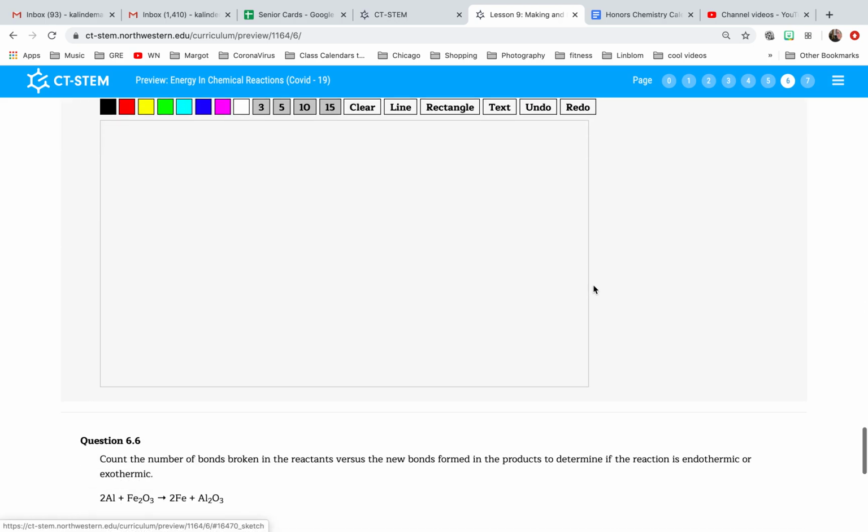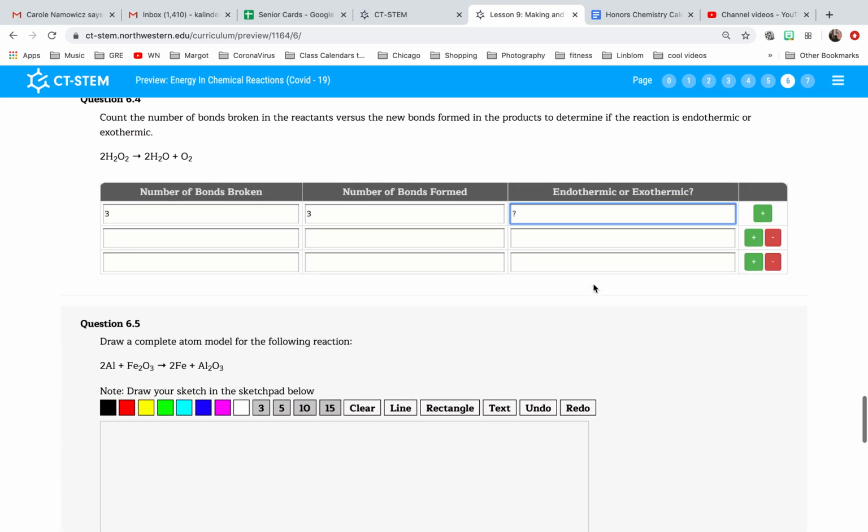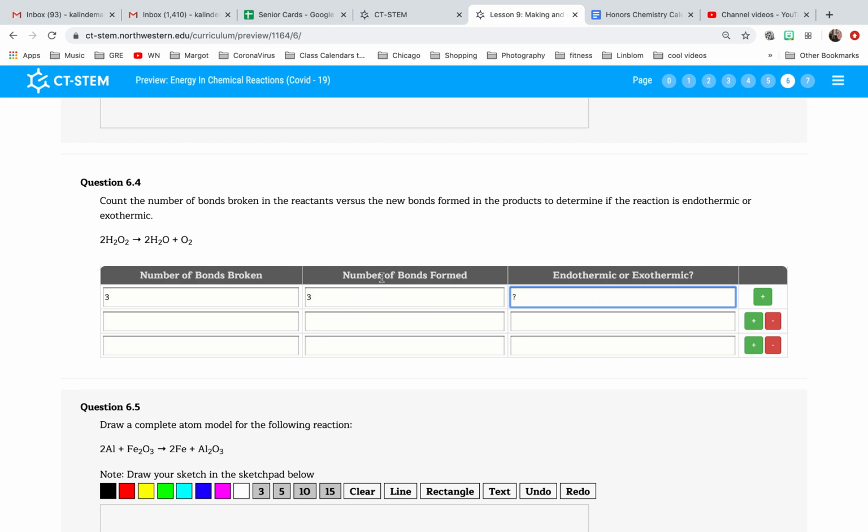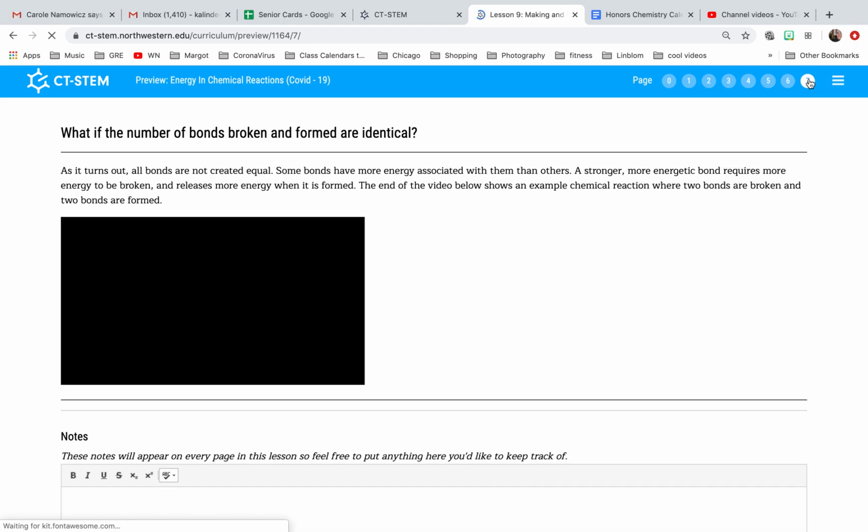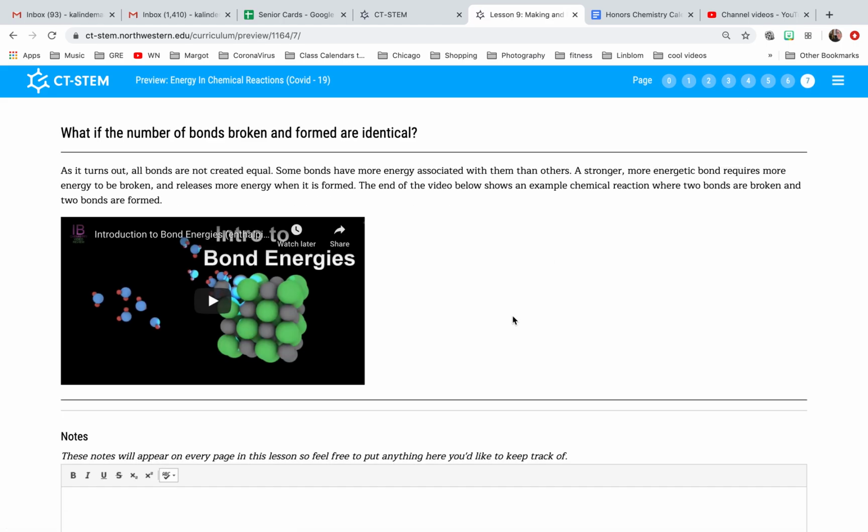As you're coming through these, you're going to see some that do not match up with what we were saying earlier. So after you get through all these examples, we go here to page 7 and we watch this. The answer to this is that not all bonds have the same amount of energy. Some are stronger, some are weaker. And this video chats through all of that.